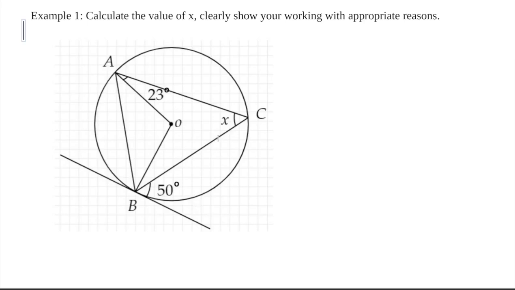Now we are required to find the value of x. Let's first start with the theorem of the day, the tan-chord theorem. Where do we have an angle between a tangent and a chord? Yes, we have an angle of 50 degrees here. So let's just try to draw.